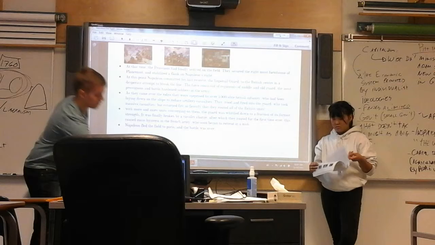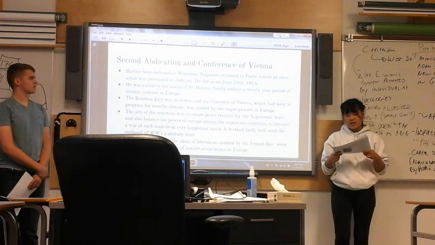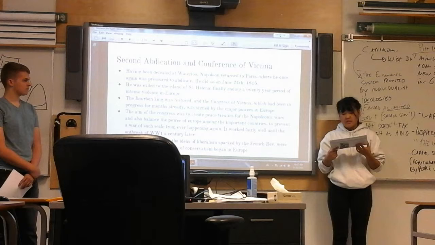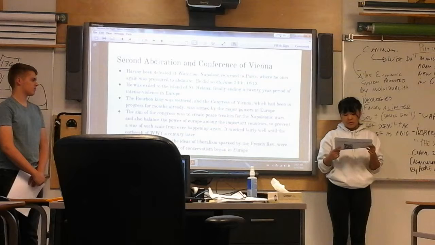So having been defeated at Waterloo, Napoleon returned to Paris, where he once again was pressured to abdicate, and he did on June 24, 1815. He was exiled to the island of St. Helena, finally ending a 20-year period of intense violence in Europe. The Bourbon king was restored, and the Congress of Vienna, which had been in progress for months already, was signed by the major powers in Europe.